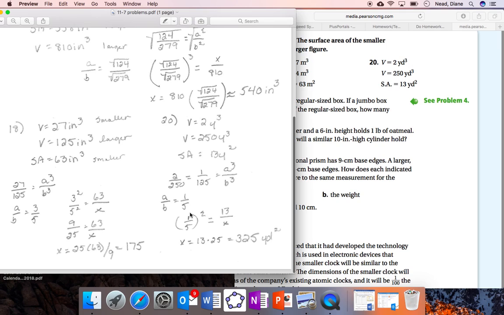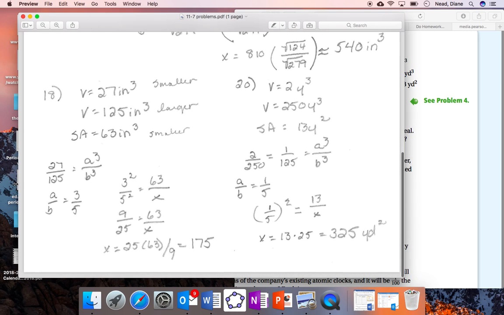I know my scale factor squared is equal to the ratio of the surface areas. My smaller surface area is 13. I am looking for the larger surface area. I take 1 squared over 5 squared equals 13 over x. I solve for x, which is 13 times 25, or 325 yards squared.